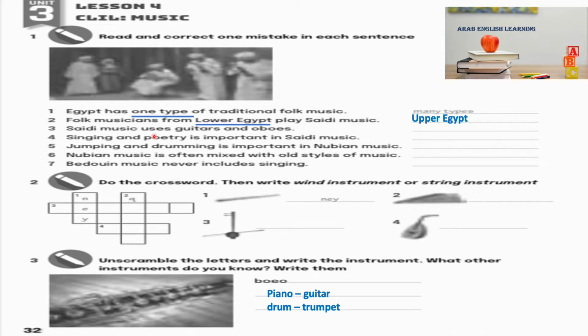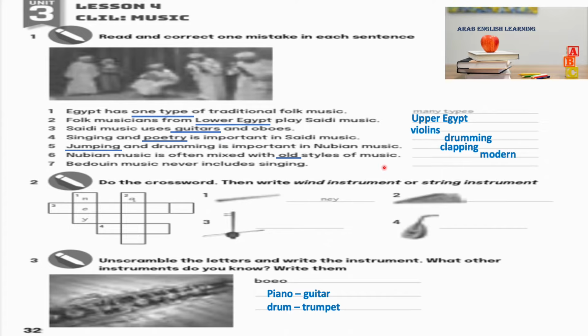3, Saidi music uses guitars and oboes. Not guitars, it's violins. 4, singing and poetry is important in Saidi music. It's not poetry, it's drumming. 5, jumping and drumming is important in Nubian music. Not jumping, it's clapping.